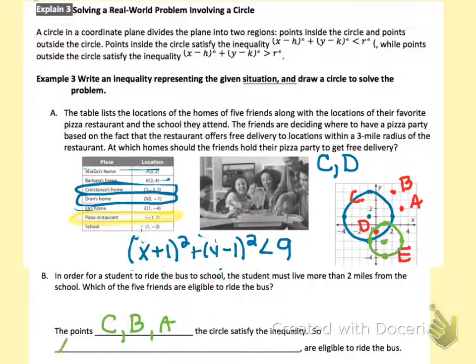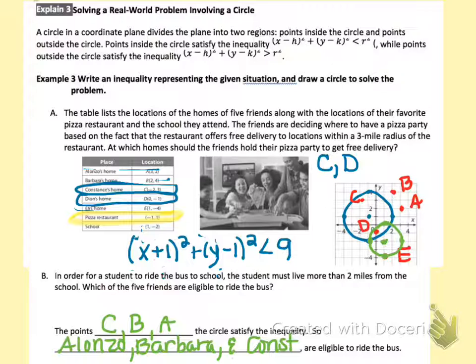So that's Alonzo, Barbara, and Constance. Boy, I just want Dion to ride the bus. Alonzo, Barbara, and Constance can ride the bus, because they're outside of that circle, which means they live further from school and are eligible to ride the bus.